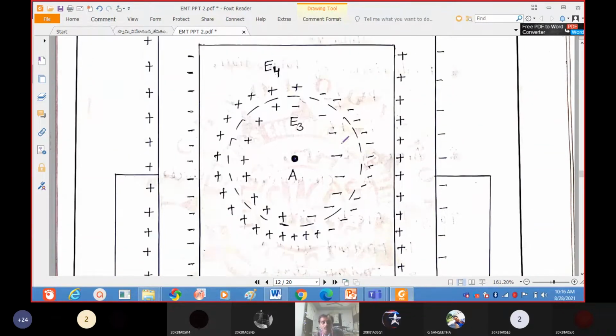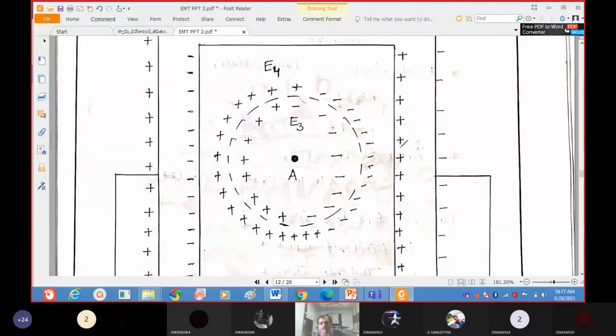Now we'll discuss here. Let us consider a point A inside the dielectric material. This is the dielectric material we are taking, kept inside two capacitor plates, a parallel plate capacitor. After applying the electric field, what happened here? We applied the positive terminal of the battery on this side and the negative terminal on this side. Due to the positive terminal, negative charge is induced on the surface of the material.